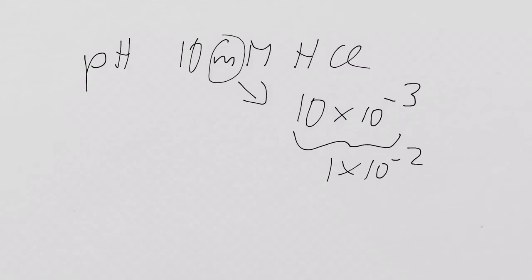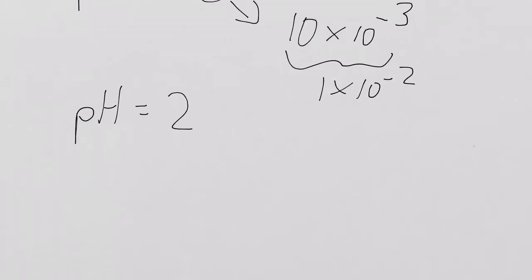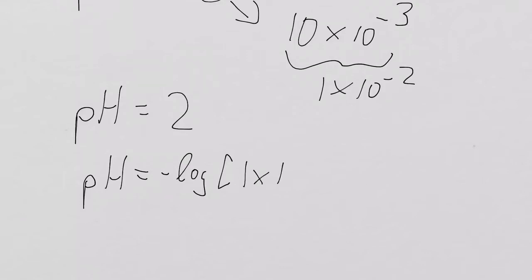So what's the pH? It must be 2, exactly. Because pH equals minus log of the acid concentration, 1 times 10 to the minus 2. We have to have it in molar, don't forget. And that gives you pH equals 2. Excellent.